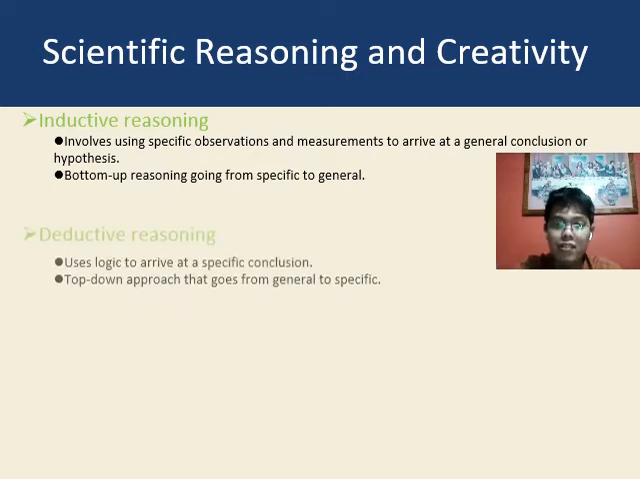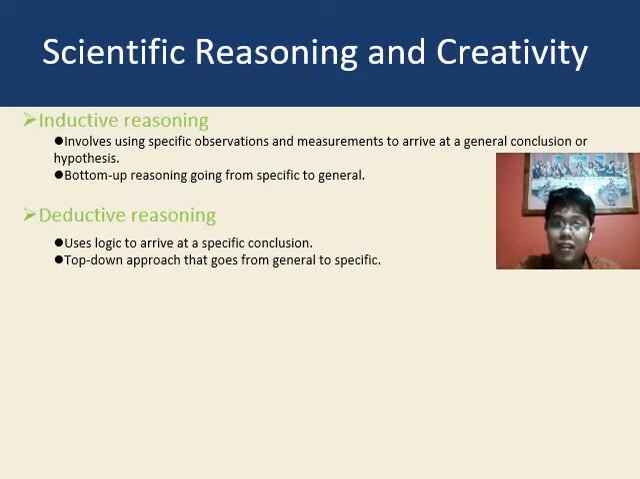The second reasoning is deductive reasoning. So this reasoning uses logic to arrive at a specific conclusion. It is a top-down approach that goes from general to specific. So back to that example, deductive reasoning is just the opposite of inductive reasoning. A while ago I said that an example of inductive reasoning is, based on years of findings from biologists, they have arrived at a conclusion that all organisms are made of cells.